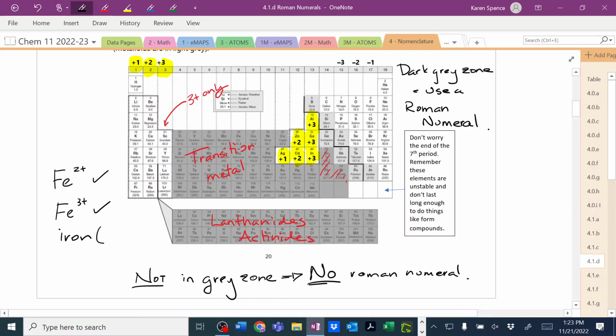So it's iron 2 or iron 3. What does the Roman numeral tell you? It tells you the charge, not the number of atoms. Do be careful with that. I often get people, they see the 3 and they're like, Fe3. No. That's not good. Okay, it tells you the charge.